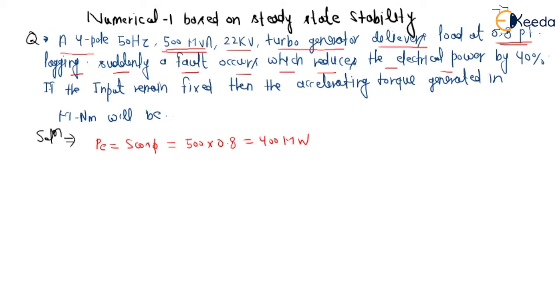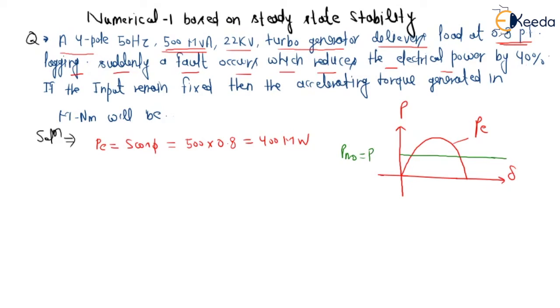Now we can see this is at steady state. If we draw the P-delta curve, this is P and this is delta, and P is equal to P max sine delta, and this is the mechanical input. So PM naught is equal to PE naught is equal to 400 megawatt basically. So this is the diagram.